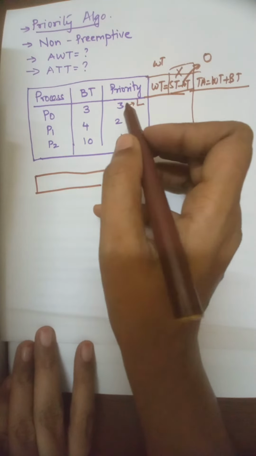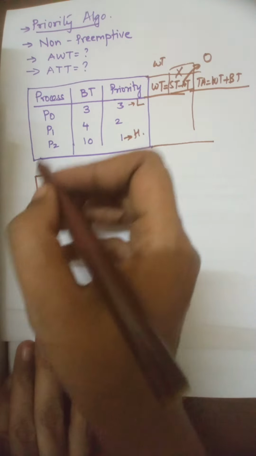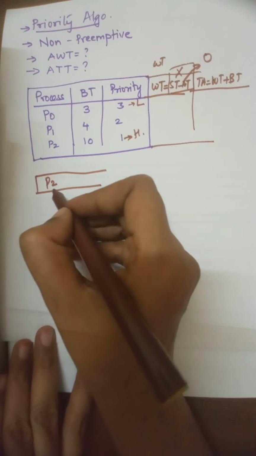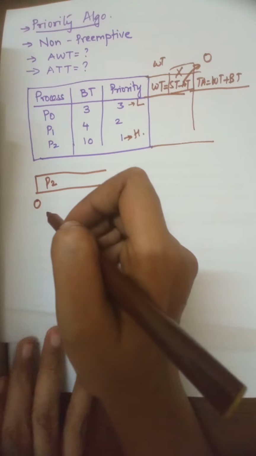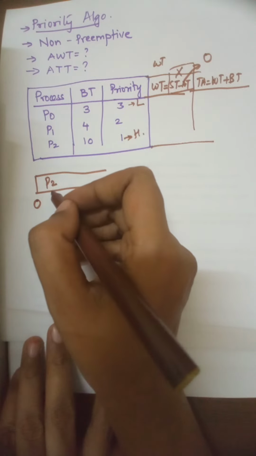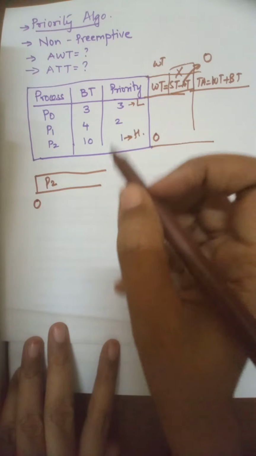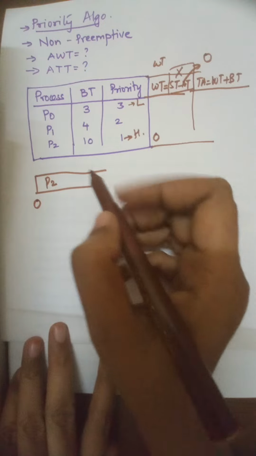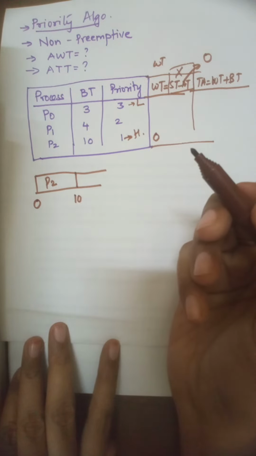According to the priority algorithm, P2 will be given the chance first. What is the waiting time for P2? Because this is the first one, it is not going to wait for execution, so the waiting time for P2 will be 0. Now this is a non-preemptive algorithm. Once the chance is given to P2, P2 is going to be executed fully.